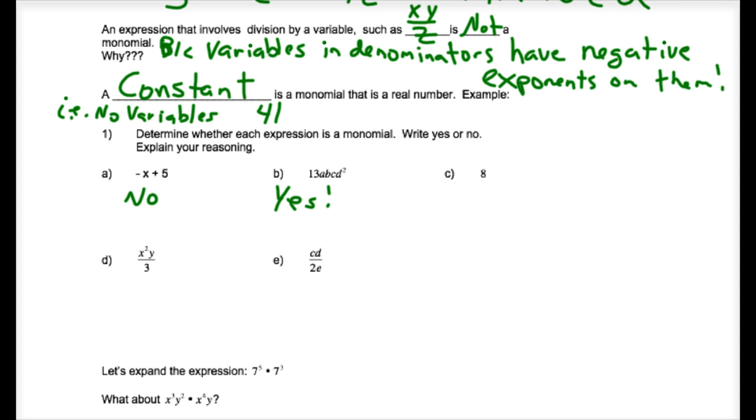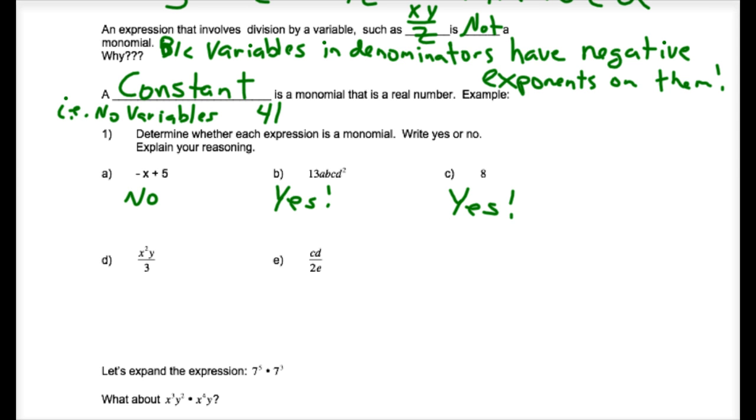Okay? C, is it a monomial? Yes. Why? It's one piece. It's one number. Very good. All right, D and E, be very careful with both of them. Make a decision. Think about what we've learned and what we've talked about.